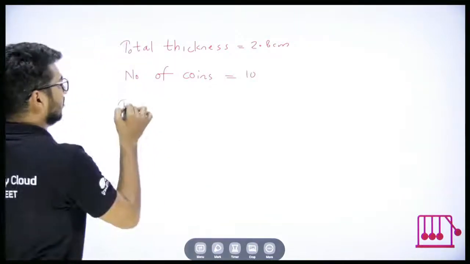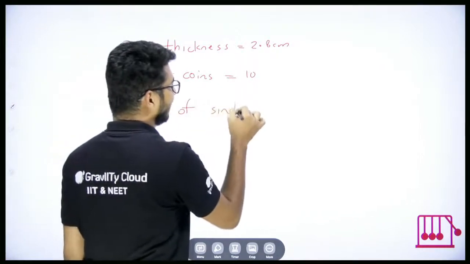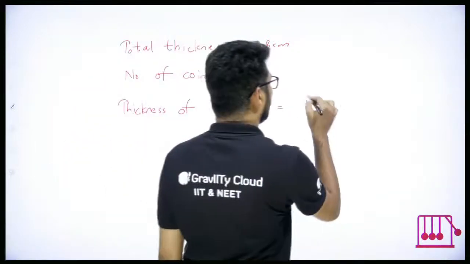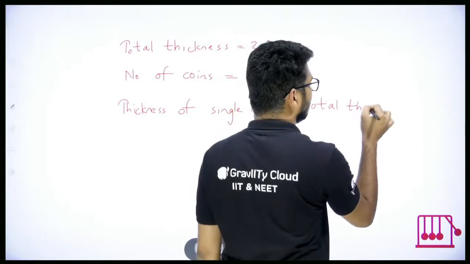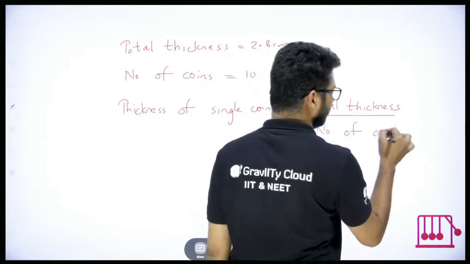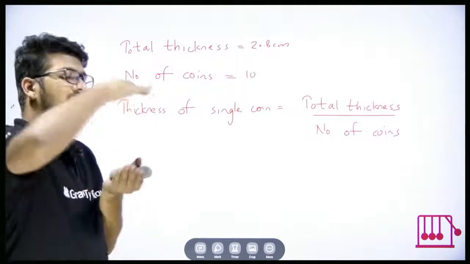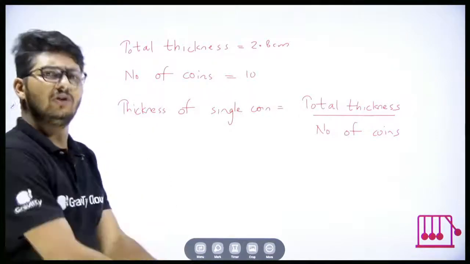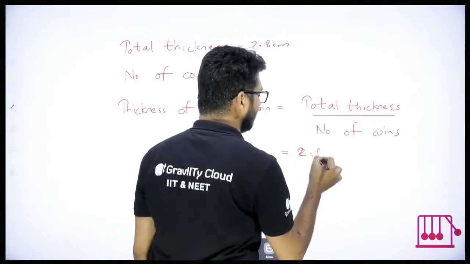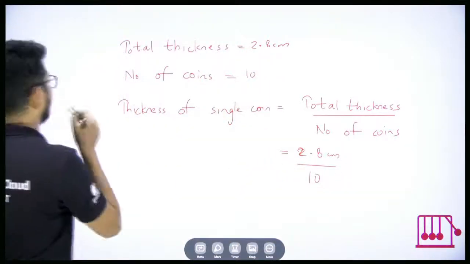So to get the thickness of a single coin, what will you do? You divide the total thickness by the number of coins. That's it. Just use this formula. 10 coins are this much thickness. If I need the thickness of one coin, what will you do? You divide by the number of coins. The total thickness you got as 2.8 centimeter. You divide by 10.